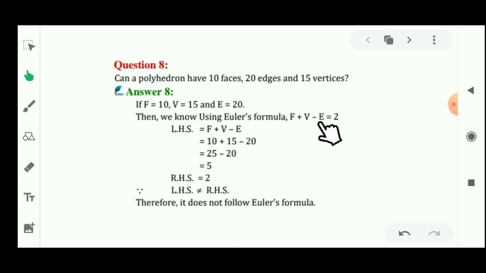Student, let's see the LHS value of this formula. LHS is f plus v minus e. Now put the value of faces, put the value of vertex and put the value of edges in the LHS part. When we put these values and after solving it, its value is 5. But according to the Euler's formula, its value should be 2. But here the value is 5. So we can say that LHS is not equal to RHS. That means it does not follow the Euler's formula.